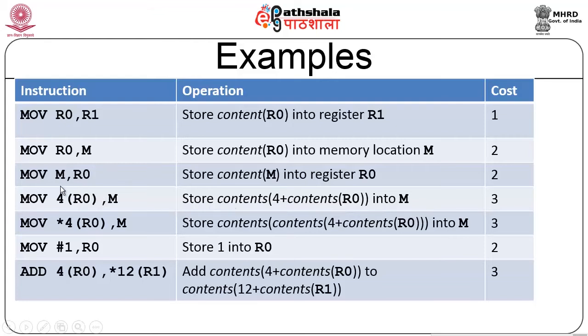We know this 4 comma R0 is going to cost us 1, this M is going to cost us 1 more, which is 1 plus 1, 2, and this move is going to cost us 1 more, which is going to be 3. So, therefore, the cost of this instruction is 3.